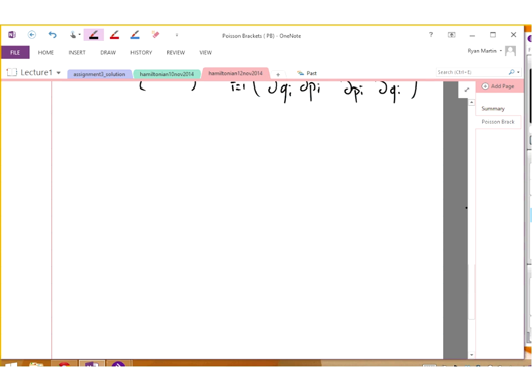So there are a lot of properties of these Poisson brackets. I'm just going to write them all out, and then we'll prove a couple of them, and you'll prove the rest in the assignment. They're easy to prove. They're just a matter of applying the definition. And some of them are trivial. So, properties of Poisson brackets.